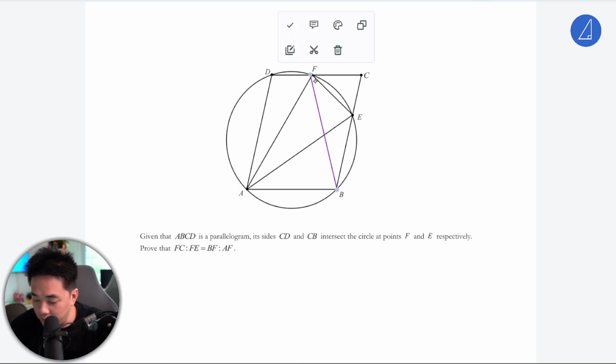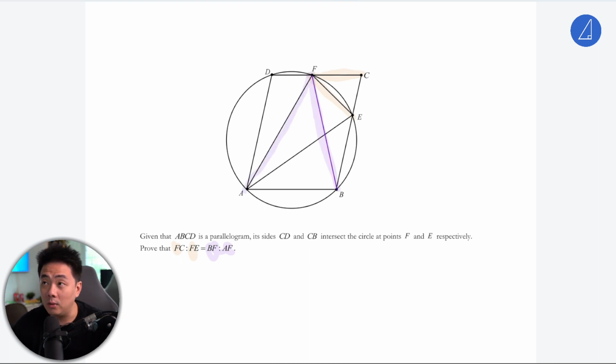So essentially what we need to do is, whenever this ratio is constant, it is likely a similar triangle. So FC and FE, just label FC here, FE is here. And then BF and AF over here. So meaning to say, very likely these two triangles are the ones we need to show. Okay, so let's see how we can do this properly.